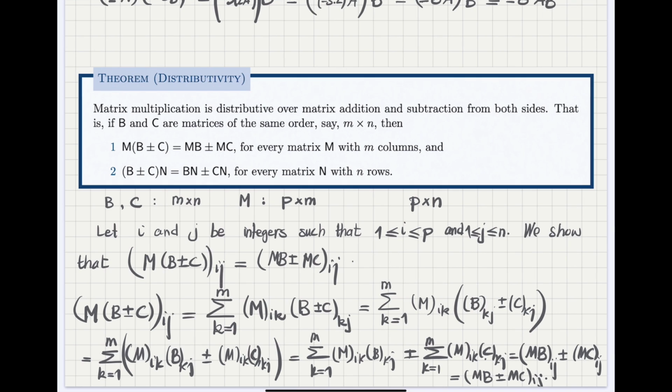But it is extremely important to remember that order is very important. In numbers, you can be quite careless. If I want to multiply m as a number by b plus or minus c, I can just write mb.